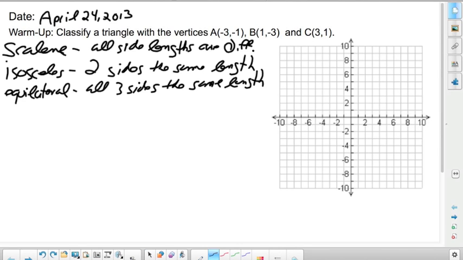So what I like to do is draw triangles. So here we've got -3, -1. So there's A. B is 1 and -3, down here. And C is 3, 1. So if we connect the points, that's what a triangle looks like.